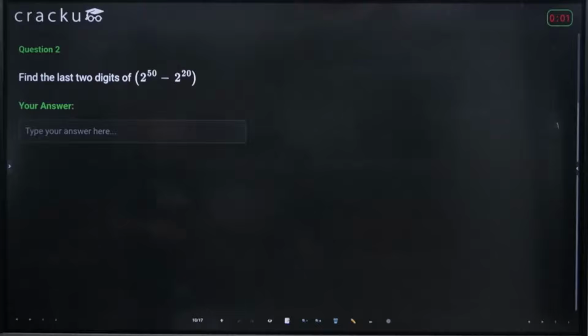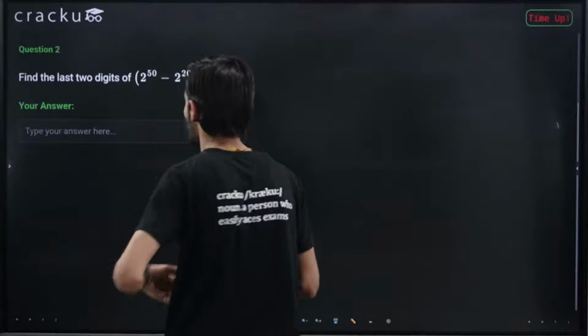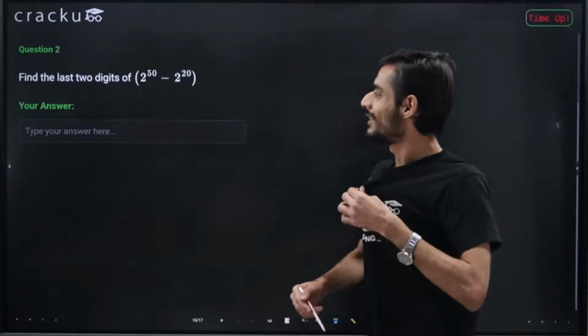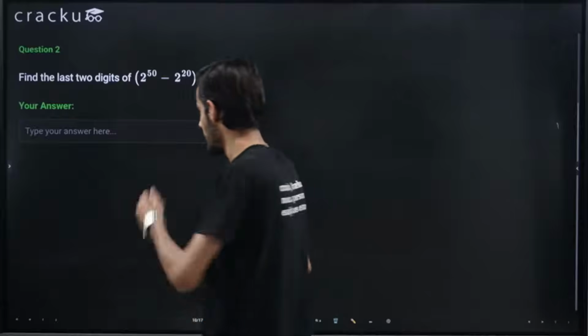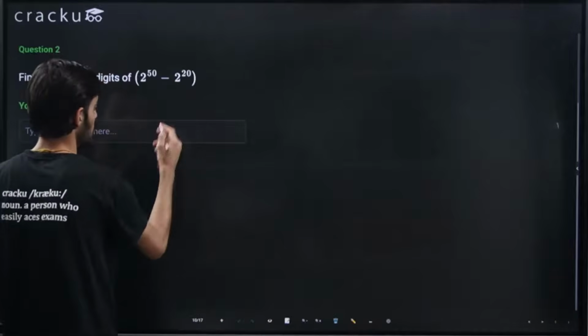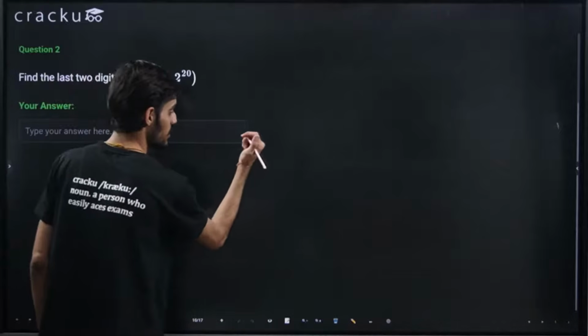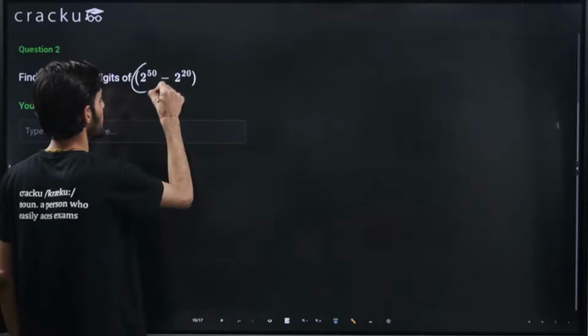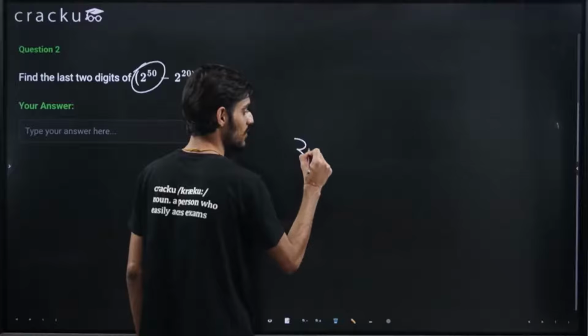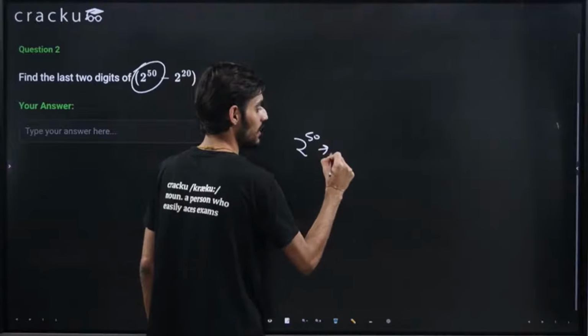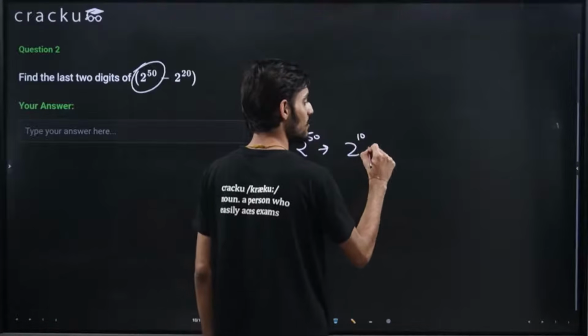Okay, the time is up. Let's attempt this question. We need to find the last two digits of 2 raised to power 50 minus 2 raised to power 20. Let's do it term wise. What will be the last two digits of 2 raised to power 50? We know that 2 raised to the power 10 is 1024.